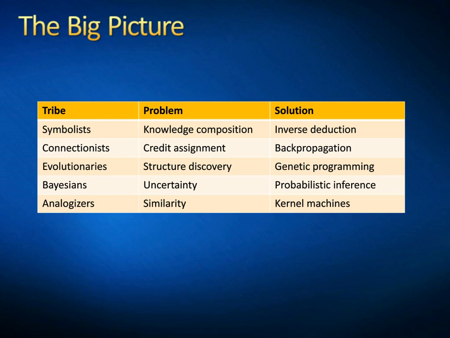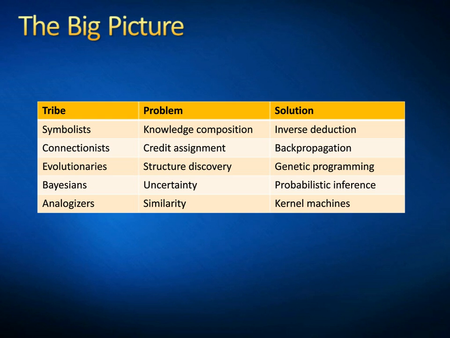The evolutionaries are able to learn structure, right? The connectionists start with a fixed structure and just learn the weights. The evolutionaries can actually create that structure from scratch using genetic programming. The Bayesians know how to deal with uncertainty in a principled way using probabilistic inference and Bayes' theorem. And the analogizers can reason by similarity. And in particular, they can generalize to situations that are very different from the original ones.